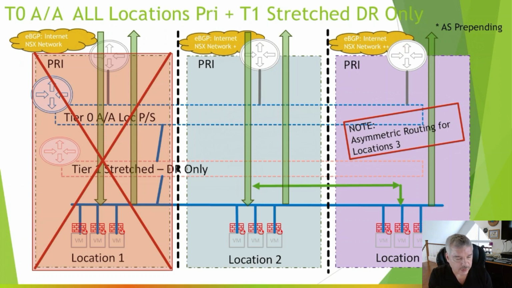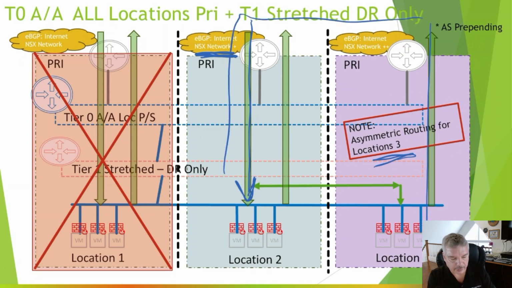Now what we see here is location 2 is considered to be the best path to come back in. So now we're going to come in via location 2. So location 2 no longer has asymmetric routing issues. But location 3 still does, because it's going to go out 3 and then come back in through the 2.